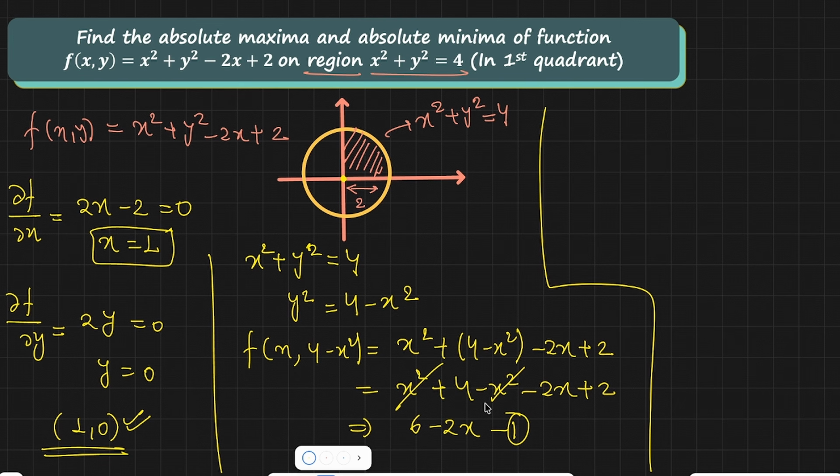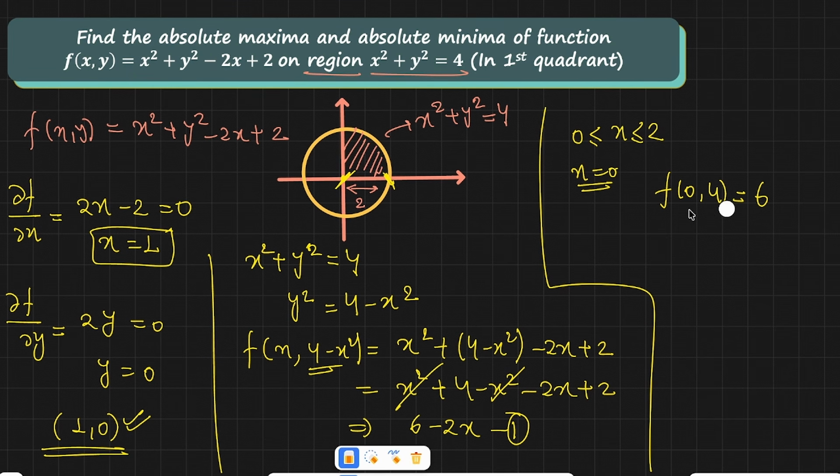Now you see this is 6 minus 2x. Now what do you do? You find out the range of this. So what is the range of x? Because it is the first quadrant, x will vary from 0 to 2. So now you put x is equal to 0. When you put x is equal to 0, it will be 0 comma 2, so it will be 6. Okay, let it be.